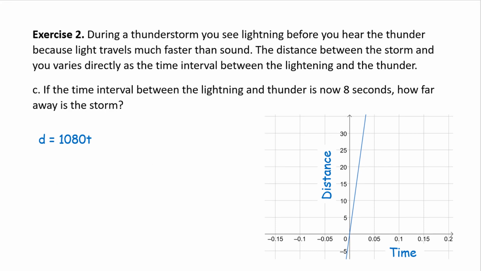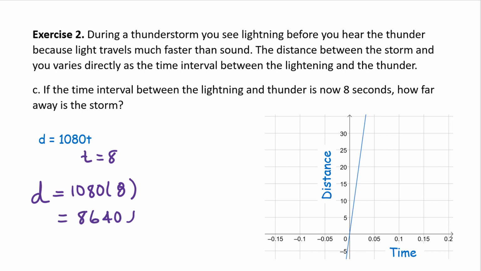Part C. If the time interval between the lightning and thunder is now 8 seconds, how far away is the storm? Using our model equation, d equals 1080t, with t, the time, 8 seconds, the distance would be 1080 times 8. The product is 8,640 feet.